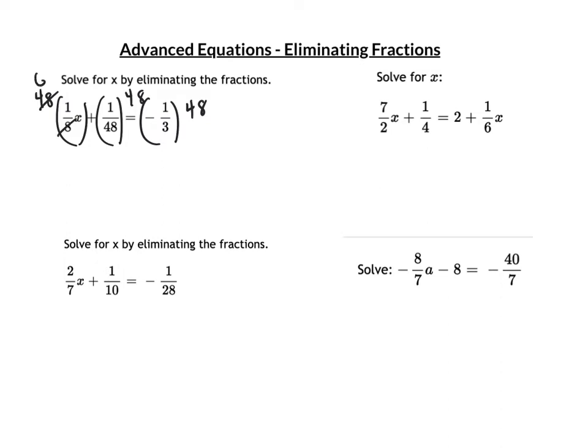Eight into 48 goes 6 times. That's 6x. The 48's cancel, and I get plus 1. 3 into 48 goes 16 times. Negative 1 times 16 is negative 16. So I'll take a 1 off each side. 6x equals negative 17. And I'll divide by 6. Now, 17 doesn't divide by 6, and 17 and 6 have no common factors. So my answer is negative 17 over 6.